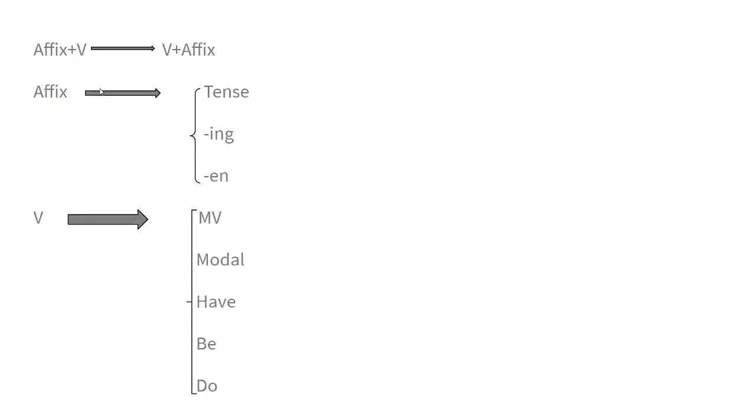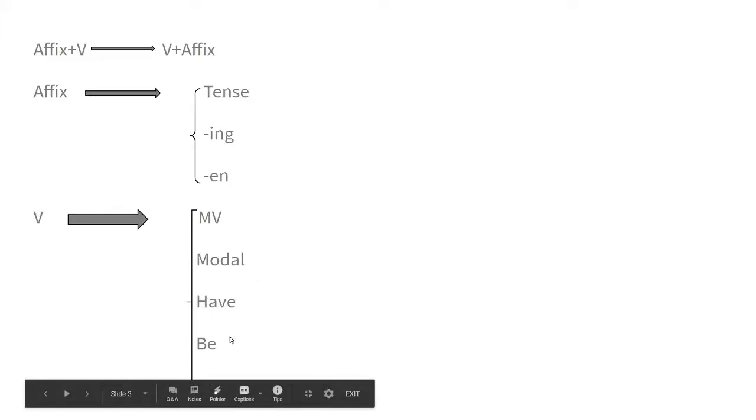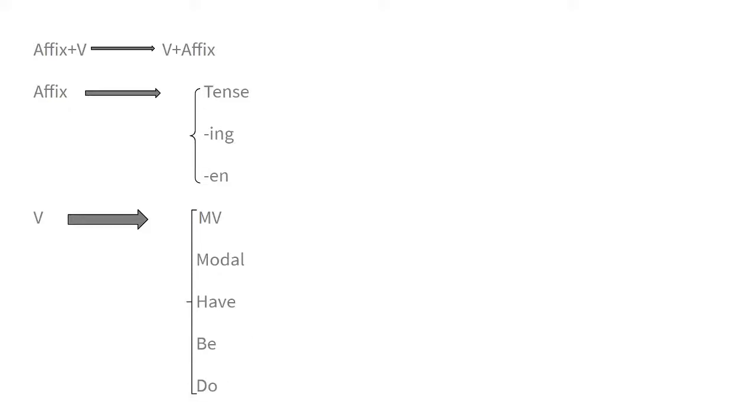So what all things come under affix? Tense, ing, and en. Ing signifies progressive tense, and en signifies perfective tense. What all things can come under verb? Main verb can come under verb, a modal can come under verb, then have, the different forms of have, can come under verb, then be can come under verb, and do also comes under verb. So you have to keep all these things in your mind.